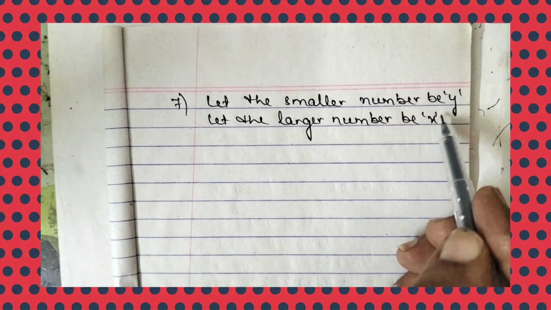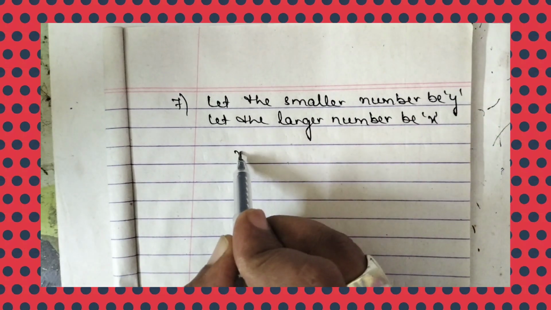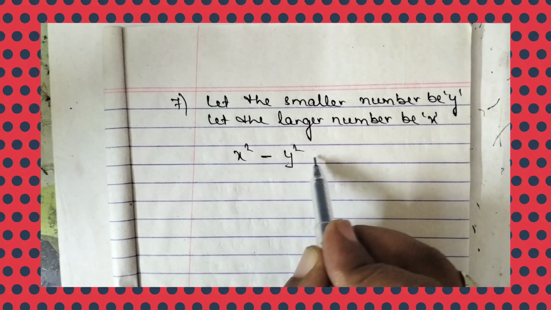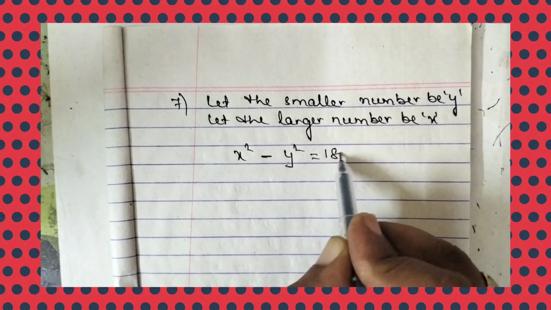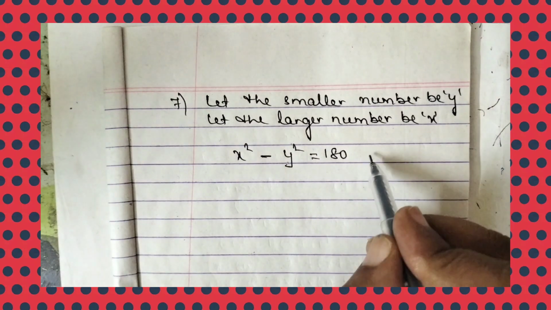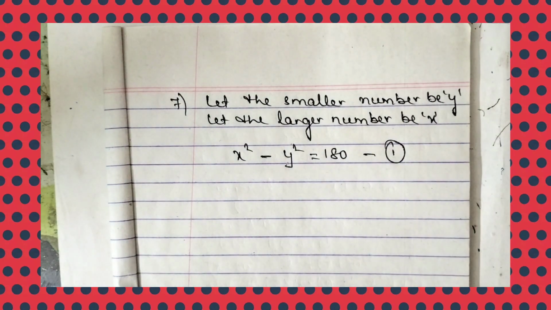Square of difference of these two. What is the square of x? x square. What is the square of y? y square. If you take the difference of those two, it will be equal to 180. So x square minus y square is equal to 180. You call it equation 1.